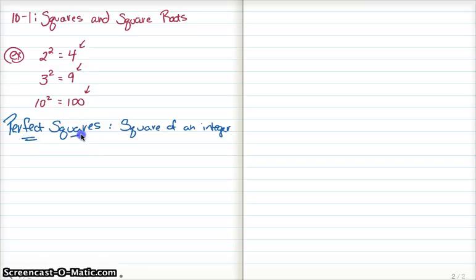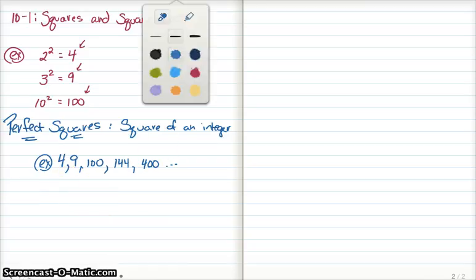So if I were to ask you to name a couple of perfect squares, you wouldn't actually say 2 squared or 3 squared or 10 squared. You would say 4 or 9 or 100 or 12 times 12, which is 144, or 20 times 20, which is 400. Okay, these are examples of perfect squares, and that's what you would list. So I just wanted to make sure we go over that.